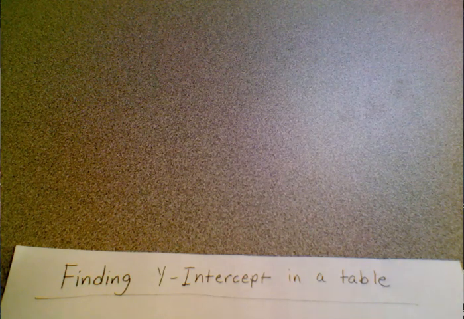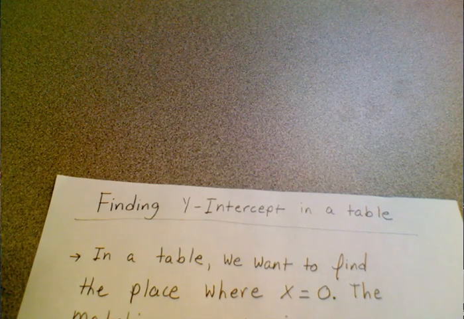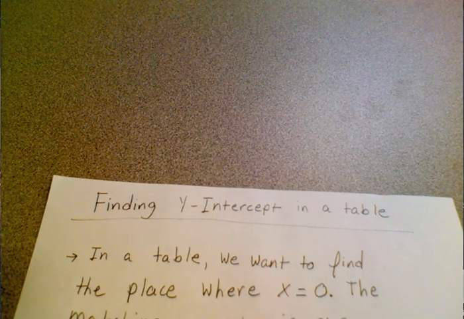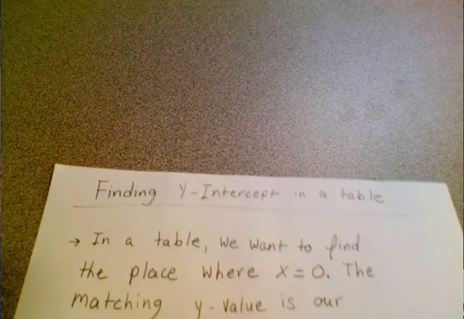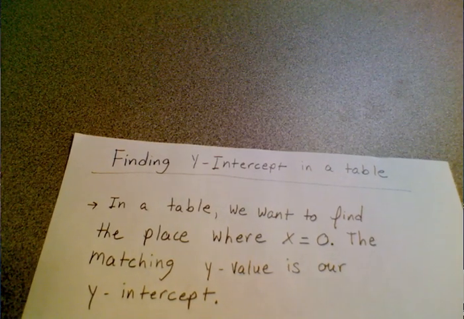Hi guys, today's lesson is over finding y-intercept in a table. Here's what we're going to say. To find y-intercept in a table, we want to find the place where x is 0. The matching y value is going to be our y-intercept. Let's take a look at an example and teach you what we just told you here.